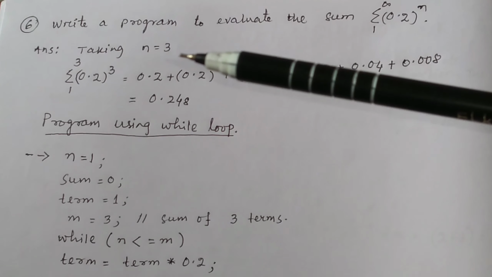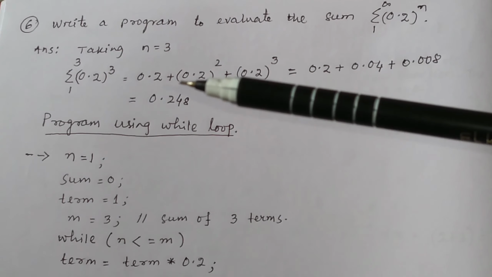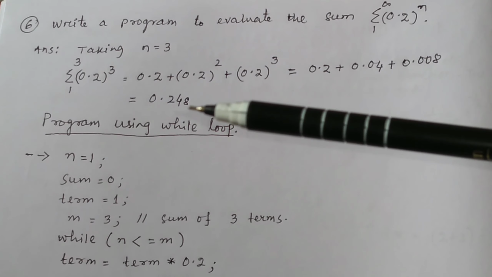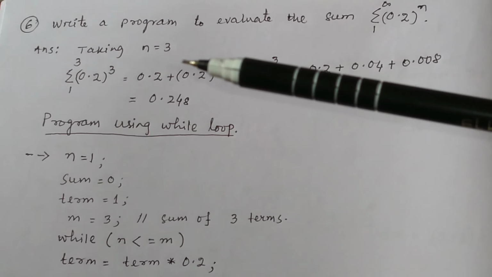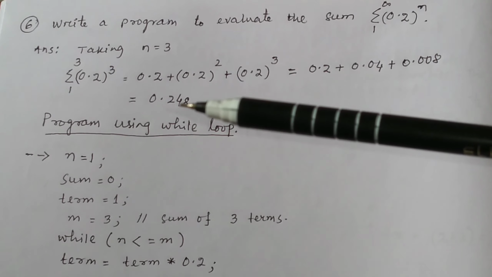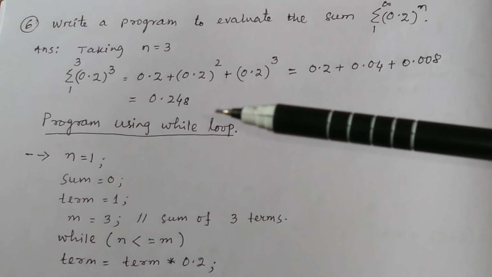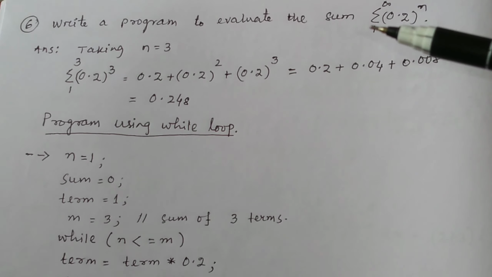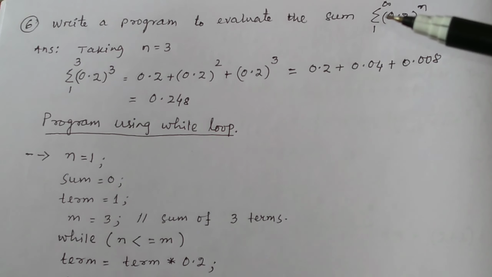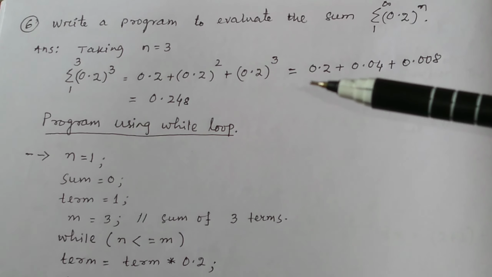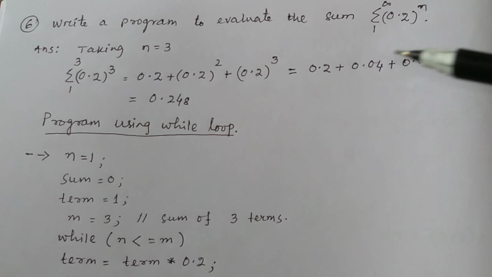If you take n equal to 20, then also it will be equal to 0.25. And if you take n equal to 30, then also it will be equal to 0.25. That means when you take this sum from 1 to infinity, it approaches 0.25.